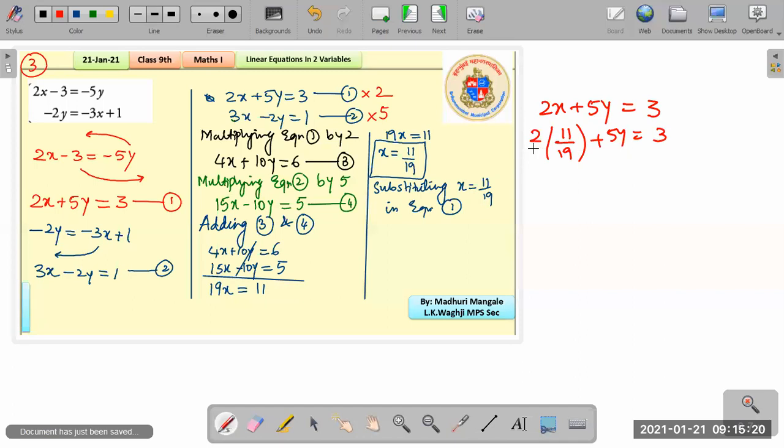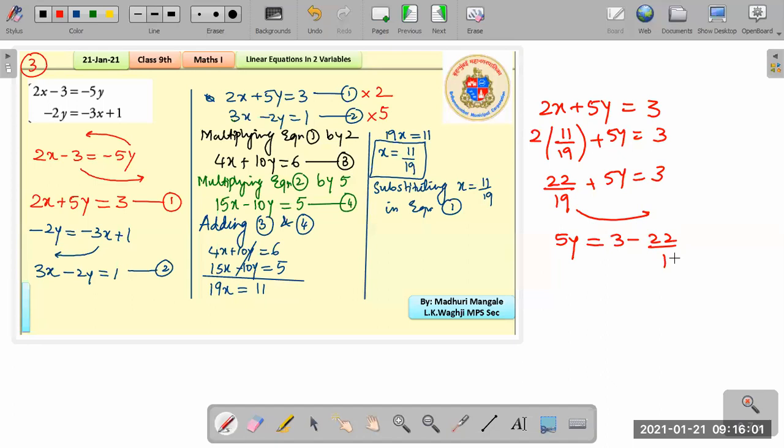So 2 times 11, when we are multiplying fractions, multiply the numerator with numerator and the denominator with denominator. There is no denominator here, it's actually 1. 2 is same as 2 over 1. So this will be 22 over 19 plus 5y equals to 3. And now we get rid of this 22 by 19. We shift it to the other side, it will become subtraction. Correct? So 5y equals to 3 minus 22 over 19.